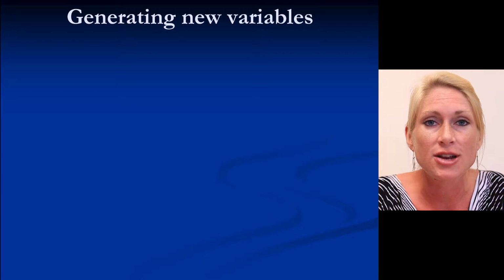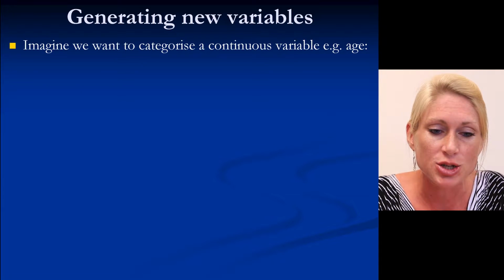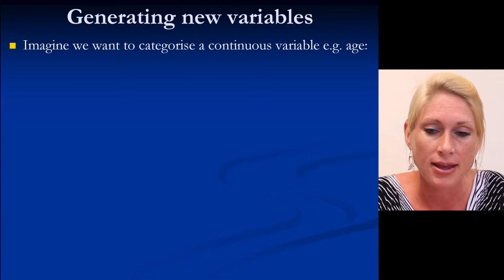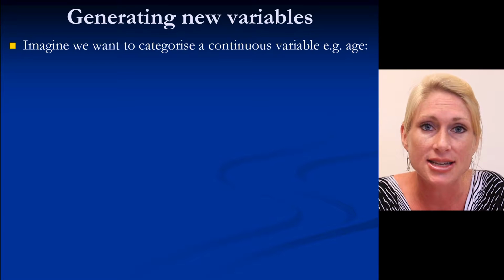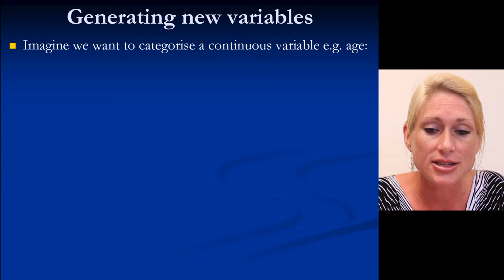Coming now on to generating new variables. Let's imagine we want to categorize a continuous variable such as age. Age exists in our current dataset in its continuous form, so let's imagine we want to categorize it into different groups.